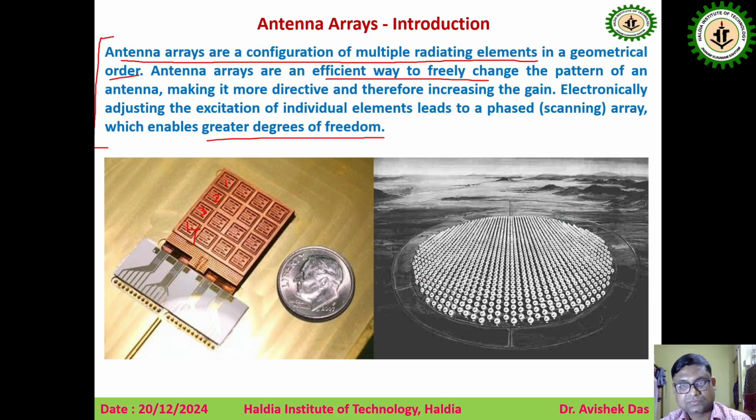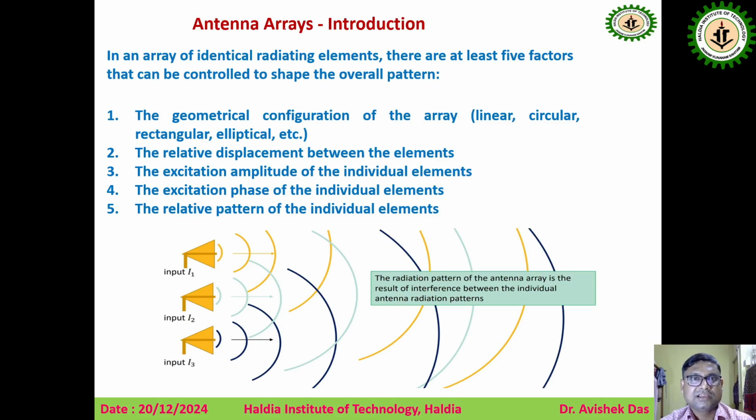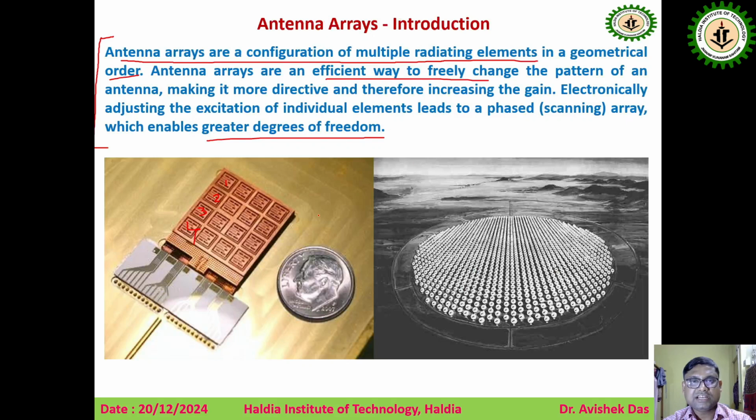In the next slide, we discuss the antenna array. In an array of identical radiating elements, there are at least 5 factors that can be controlled to shape the overall pattern. So, the overall radiation pattern of an antenna array can be controlled by 5 factors. And what are the 5 factors? First is the geometrical configuration of the array.